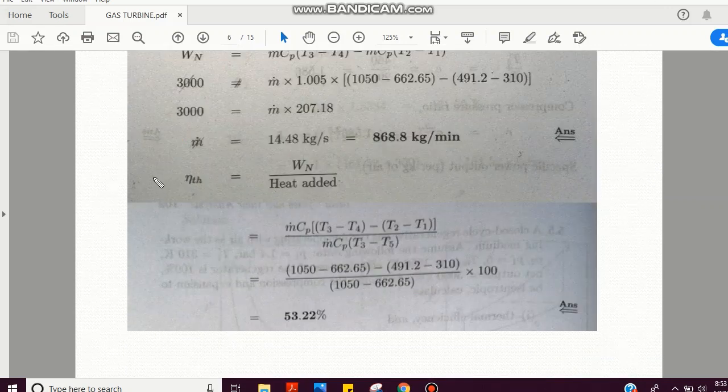Now the efficiency is the net work done by heat input. Net work done is turbine work minus compressor work, and heat input is m dot Cp into T3 minus T5. By substituting all these values, m dot and Cp cancel out. So by substituting all these temperature values, we get the efficiency of this cycle as 53.22%.